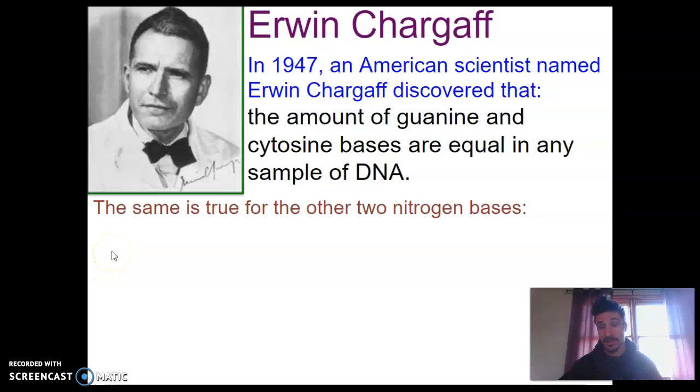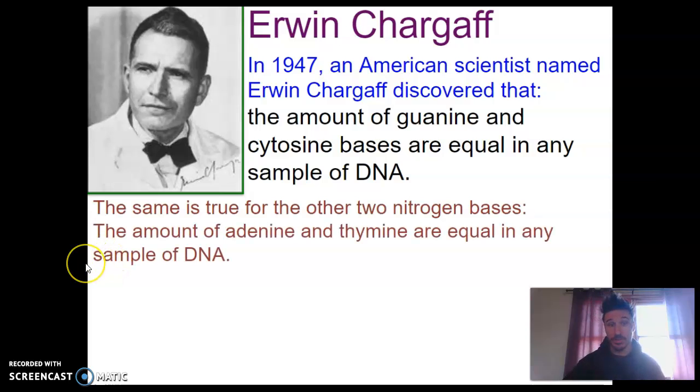And then he found out, or he discovered, that the same was true for the amount of adenine and thymine: they are equal in any sample of DNA. Again, remember, these are the nitrogen bases that are attached to the larger nucleotide. Remember, the nucleotide is a phosphate group, a sugar group, and then a nitrogen base. Cytosine, guanine, thymine, adenine are all nitrogen bases. They actually are the part of the nucleotide that makes it different, right? A cytosine nucleotide is different than a guanine nucleotide only because their nitrogen bases are different.